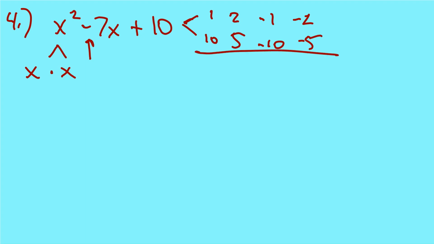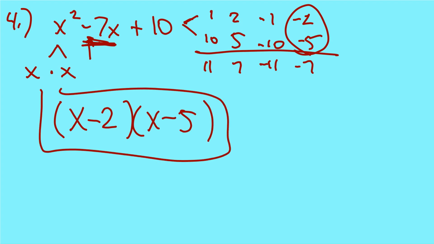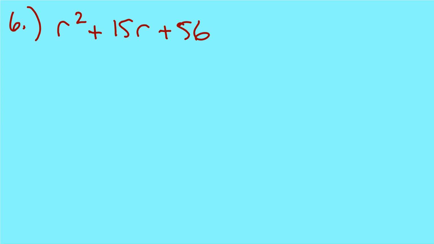Now the adding shortcut is I add these up, 11, 7, negative 11, negative 7, and I see which one matches the middle. This one matches the middle, so when I make my parentheses, I have x minus 2, x minus 5. So that's your answer. You can always FOIL to check your work, and that's it for 4.